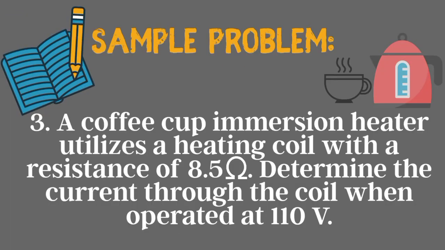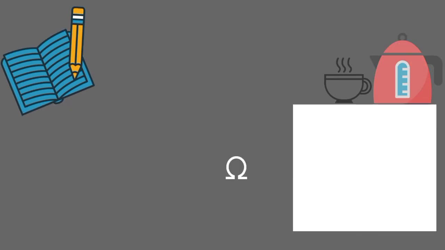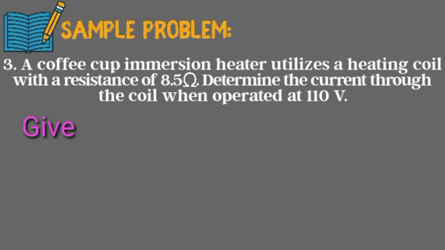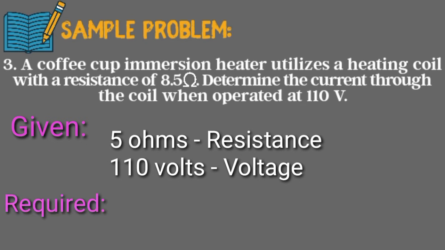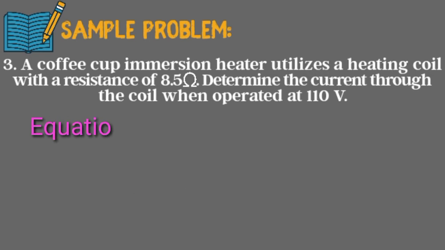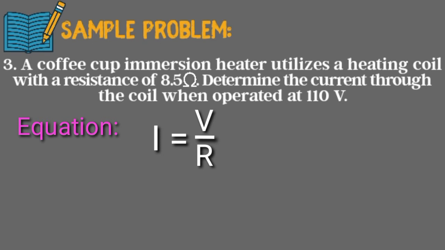A coffee cup immersion heater utilizes a heating coil with a resistance of 8.5 ohms. Determine the current through the coil when operated at 110 volts. For our given, 8.5 ohms resistance and 110 volts voltage, we are required to find the current. Our equation, I equals V over R.